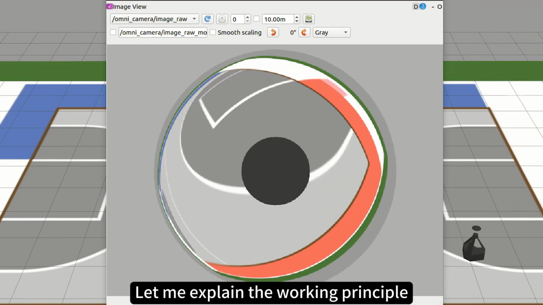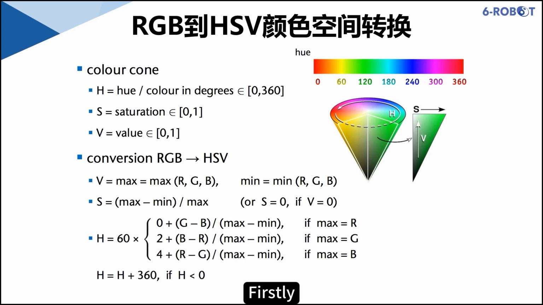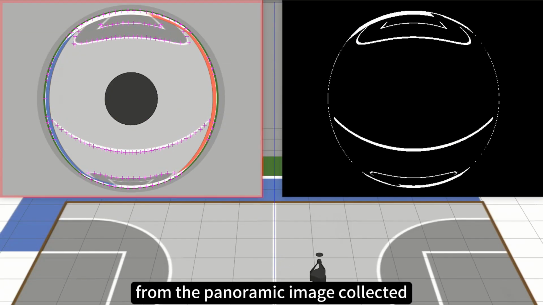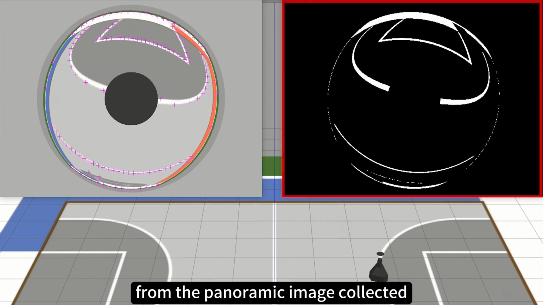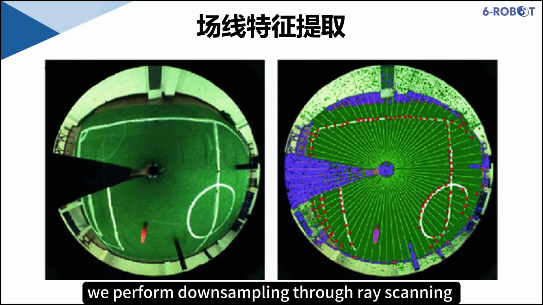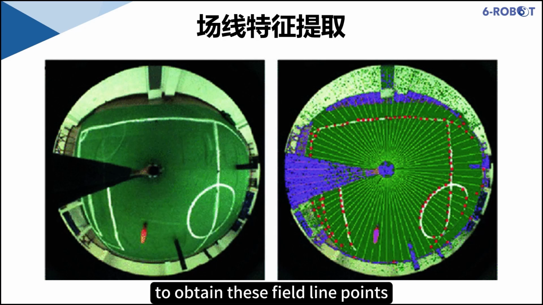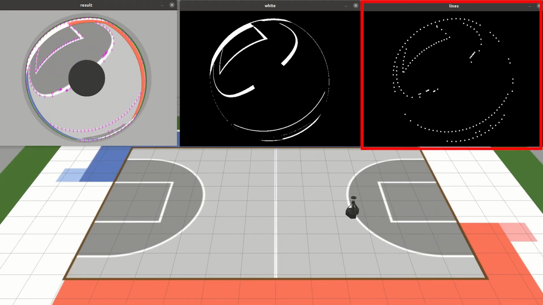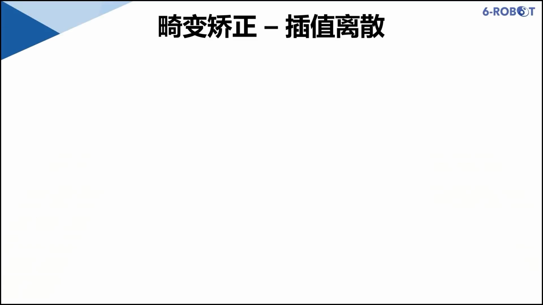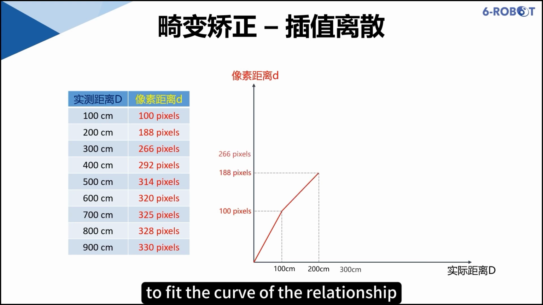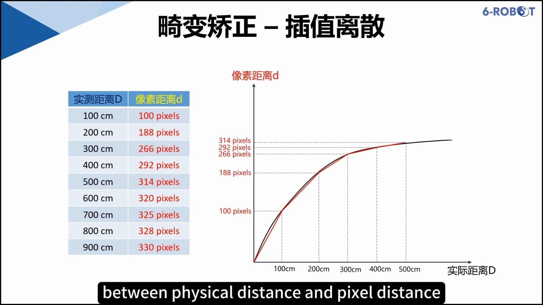Now, let me explain the working principle. Firstly, through color space conversion, we extract the white field lines from the panoramic image collected. Then, we perform downsampling through ray scanning to obtain these field line points. Next, we use distance calibration to fit the curve of the relationship between physical distance and pixel distance.